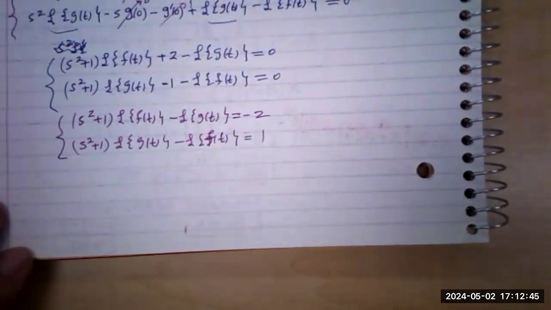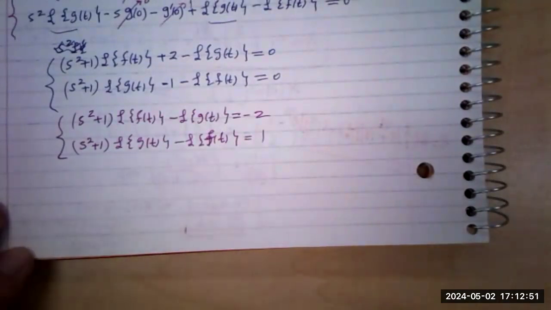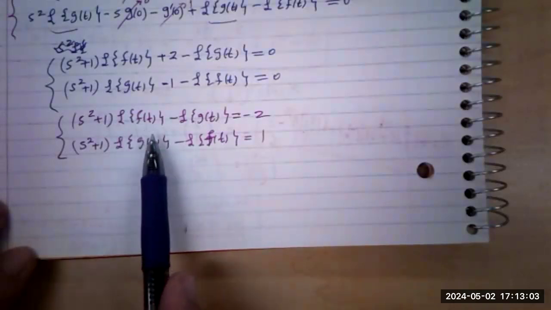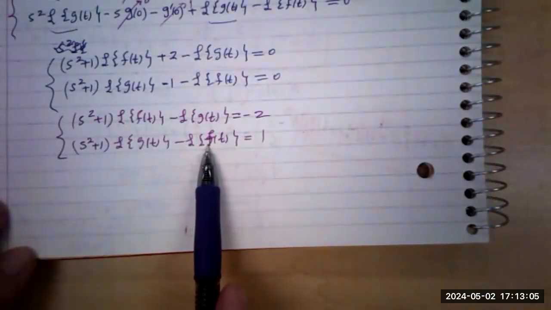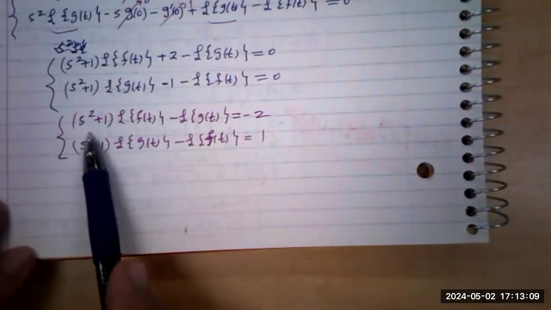Use the addition method to solve for one of them. This one is very similar, both of them. To eliminate, you have to eliminate one of them. For example, if you want to eliminate F of t, we have to multiply the second one by s squared plus 1. If you want to eliminate G of t, you multiply the first one.